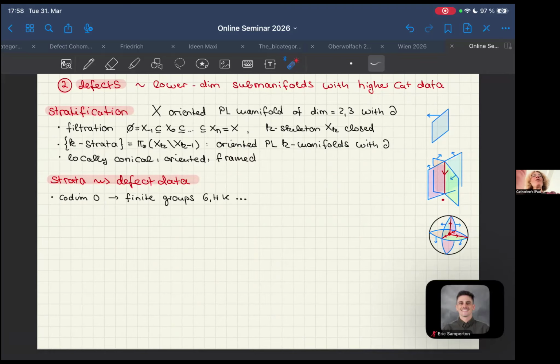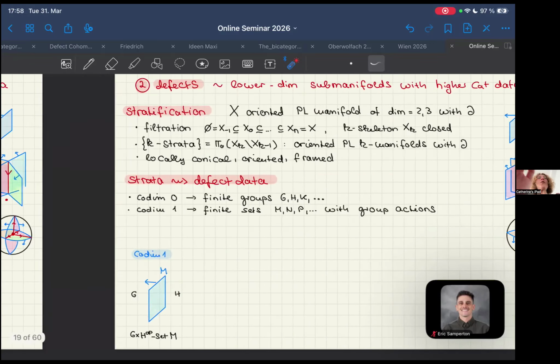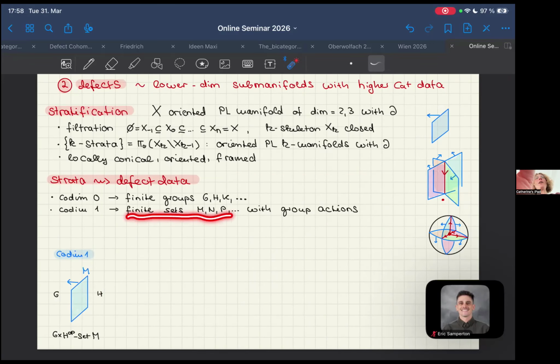So codimension 0 strata just get finite groups, like in Dijkgraaf-Witten without defects. But you can have more than one finite group. Okay, and the codimension 1 strata, they get finite sets with group actions. So here I've drawn again a codimension 1 stratum. Here we have a finite set M, and we have 2 groups that are neighboring the set. These 2 groups can of course coincide, but generically they can be different. And we ask that both groups act on the set M, this one from the left and this one from the right.